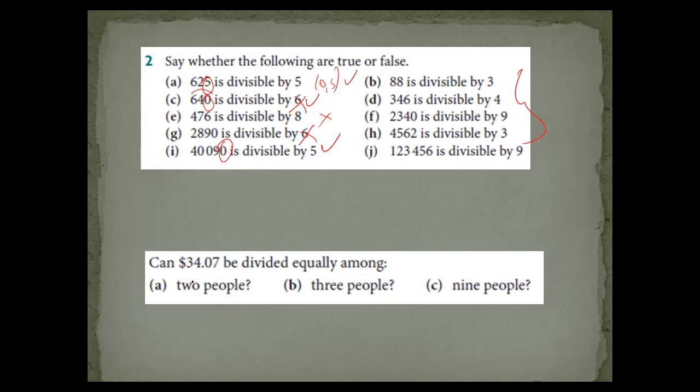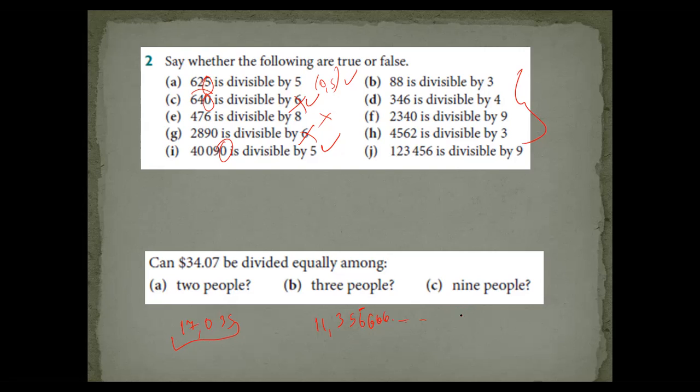Can $34.07 be divided equally among 2 people? When you divide 34.07 by 2, you will get 17.035. Okay, the equal part. And 3 people, it's 11.356, and repeating decimals. Okay, 66666 to infinity. That's why it's repeating decimals. That's why it's not, how can I say, an equal part.